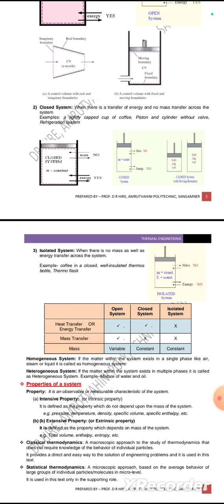There are two more types of system: homogeneous system and heterogeneous system. Homogeneous means that the system contains a single phase, and heterogeneous means it consists of a mixture, where matter within the system may exist in multiple phases. So it's a mixture of oil and water.